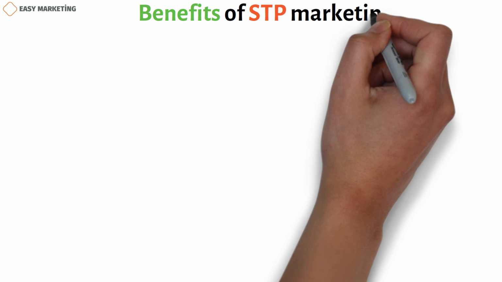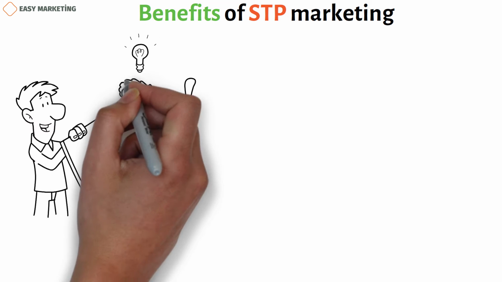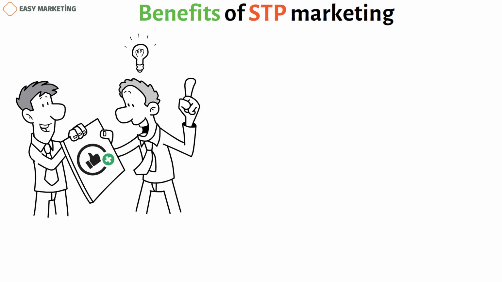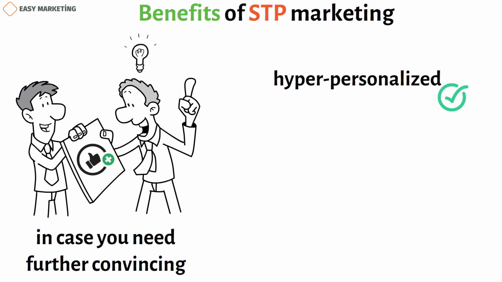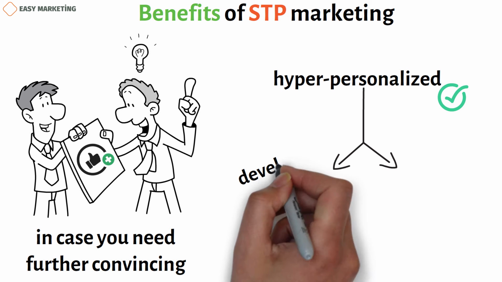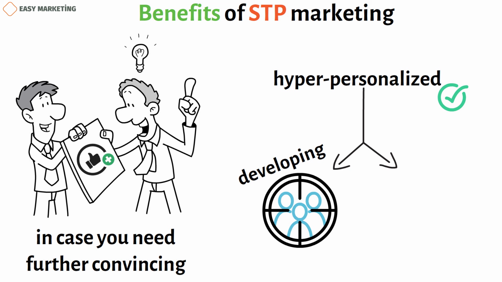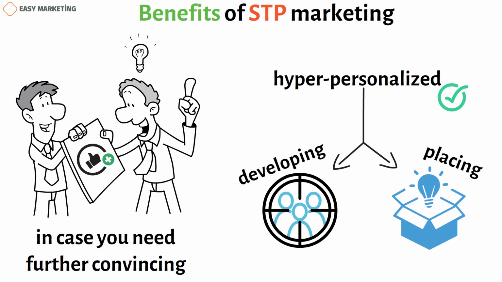Benefits of STP marketing. We're laying down the main advantages that STP marketing has over a conventional marketing strategy in case you need further convincing that it will revolutionize your company. Your marketing becomes hyper-personalized as a result of STP's emphasis on developing a precise target demographic and placing your products and services in a way that is most likely to appeal to that audience.